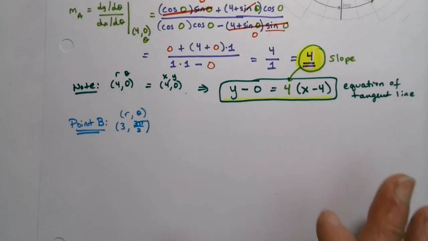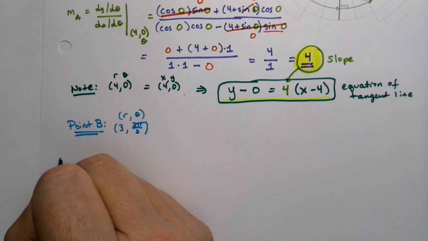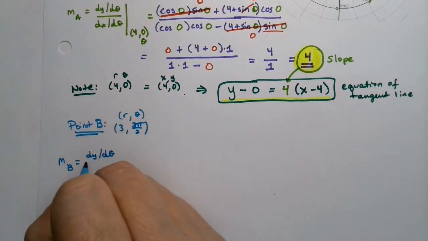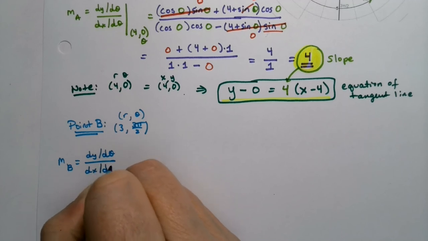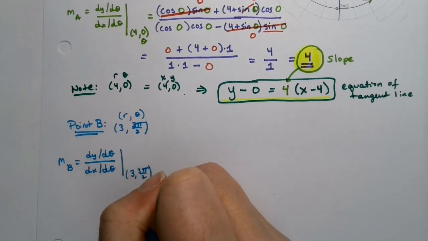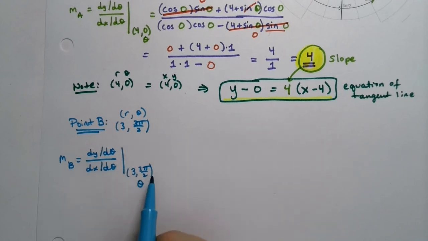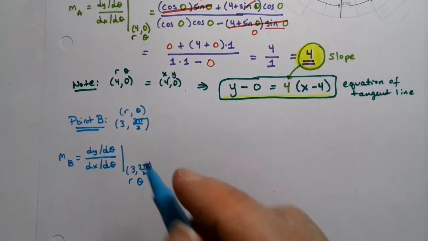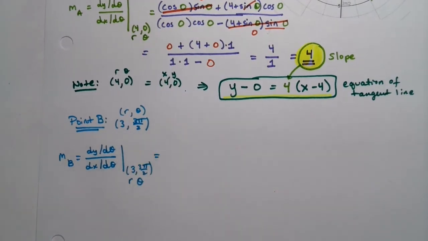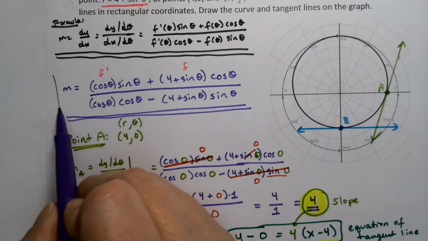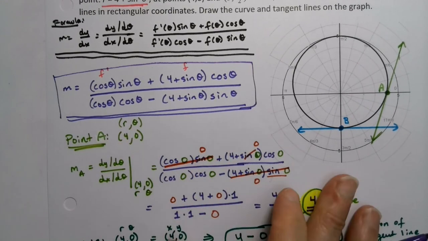All right, so for point B, the slope for point B is equal to the derivative, but at the point 3 comma 3 pi over 2. And that's key because that's the theta part. The theta part's the part we really care about. That's r, but we don't care about r so much because r is not used in the formula for the derivative. All right, so this is equal to, once more, because the derivative part hasn't changed, this is still the formula. I could box it because that's what we're using.